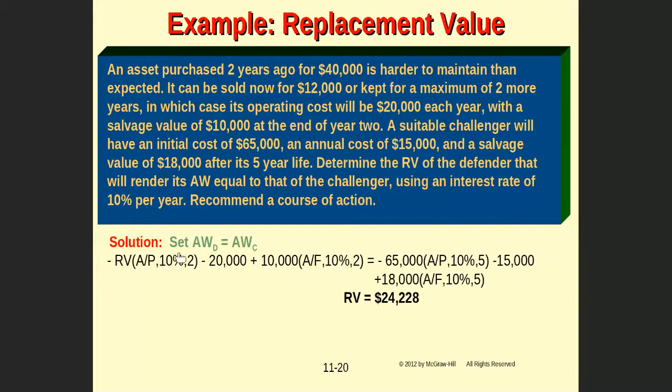When you solve this problem for RV, you get the replacement value of 24,222, which means the RV, or the replacement value for the defender, has to be 24,222. So you can replace it with the challenger now. Otherwise, you need to do a replacement study and see what is the best year in which you can replace your defender with the challenger. That's all for chapter 11.